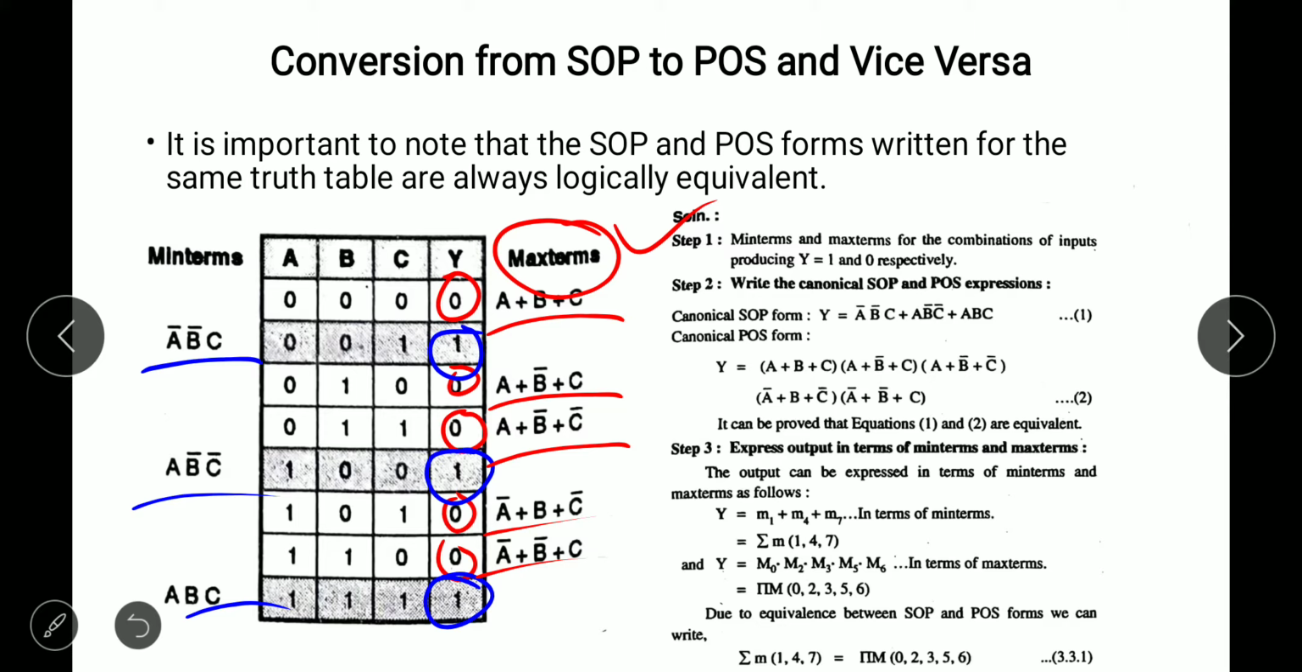So plus all that, this is nothing but the SOP form. Here you get A bar B bar C plus A B bar C bar plus ABC. This is nothing but the SOP form.